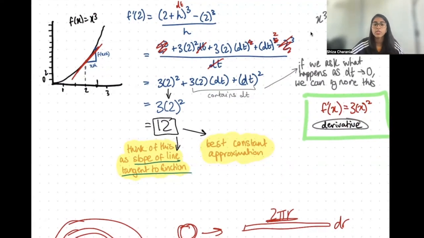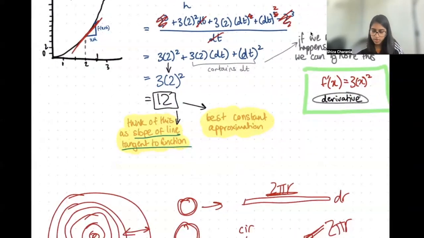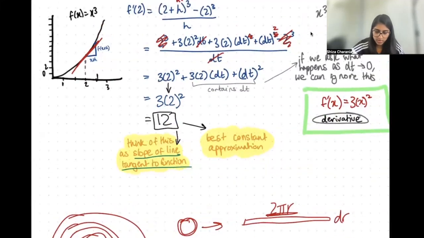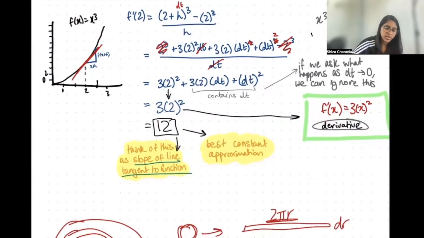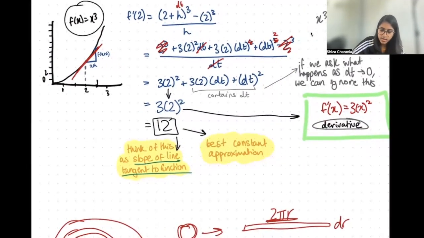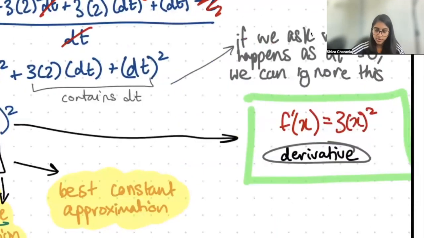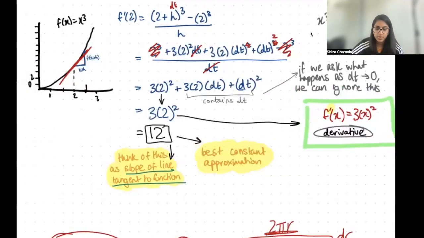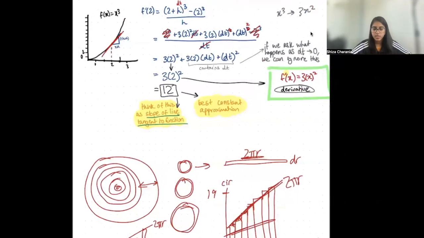This is the best constant approximation or the best ratio. And now you can think of the slope of this line over here being 12, that is tangent to this function at that point. So this becomes the derivative now, because what you can think of is this 2 actually means x. So the derivative becomes 3x squared of this initial function here. And when we do derivatives, we also tend to put this apostrophe after the f.